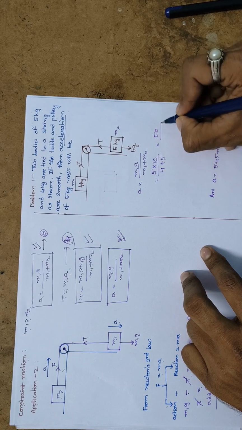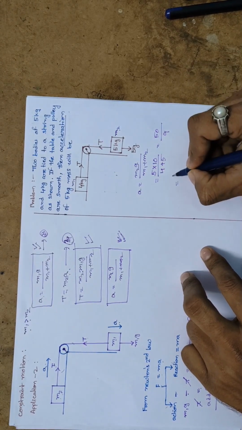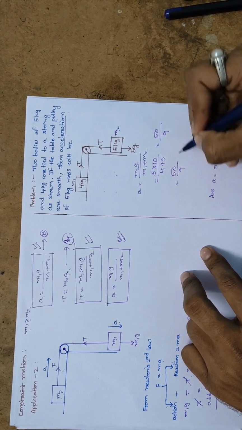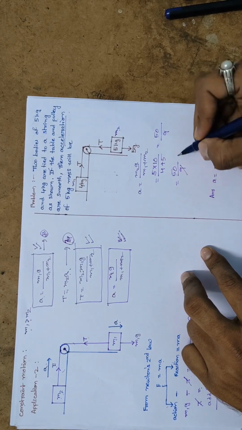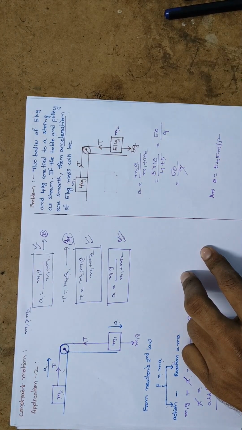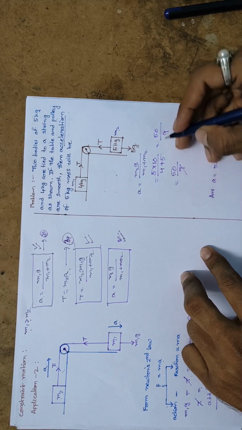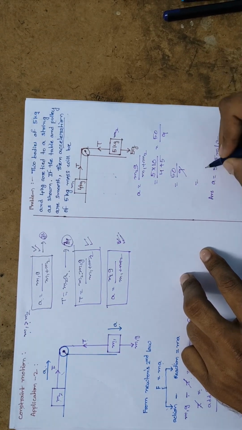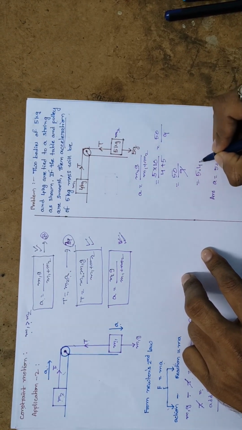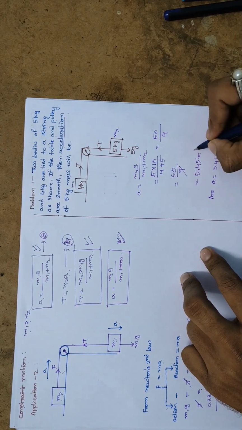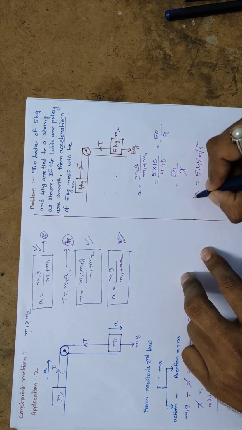So the numerator is 50, the denominator is 9. So 50 by 9 means how much? 9 5s are 45. Again we still have 5 remaining. So you will get approximately 5.45 meter per second square.